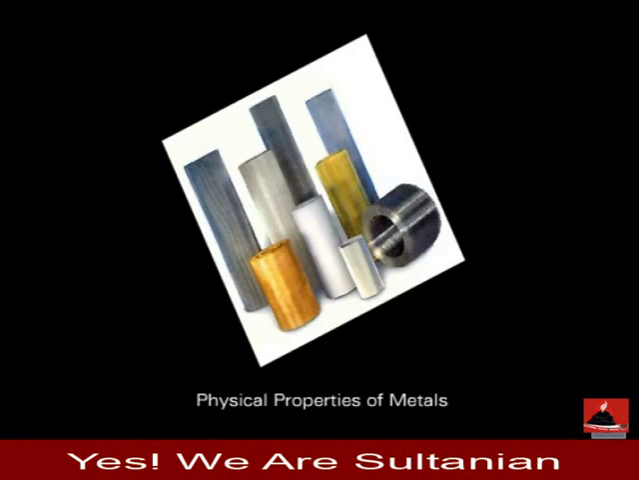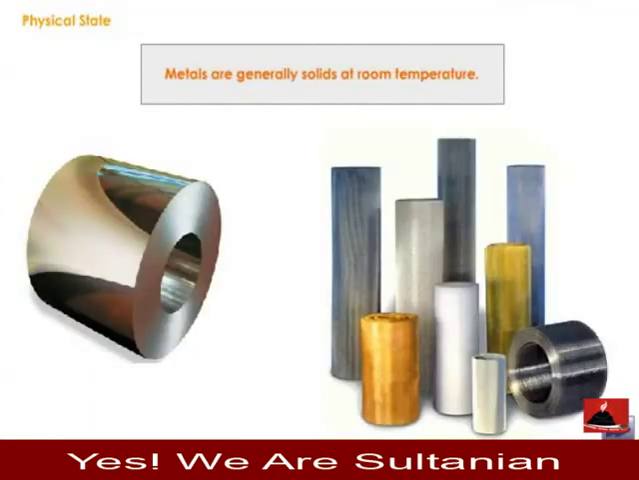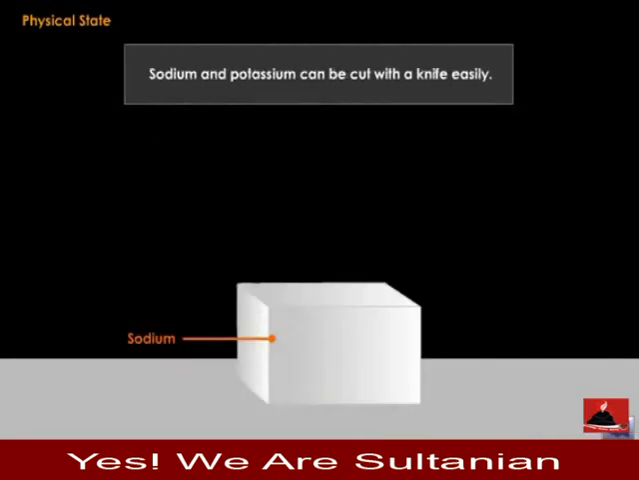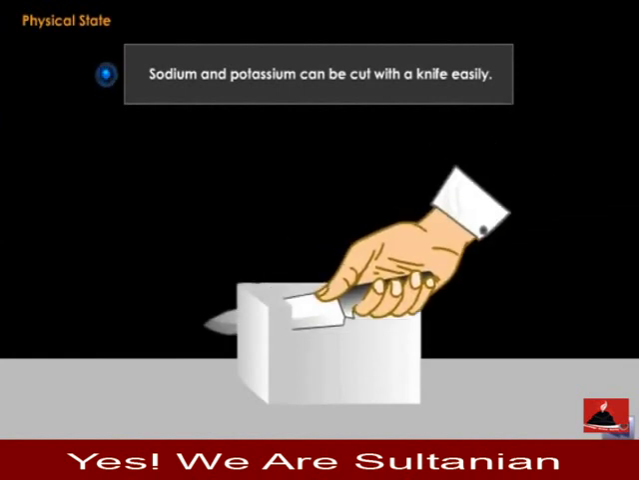Physical properties of metals. Metals possess certain characteristic physical properties which distinguish them from non-metals. Physical state. Metals are generally solids at room temperature. Mercury is a liquid metal. Unlike other metals, sodium and potassium are quite soft and can be cut with a knife.